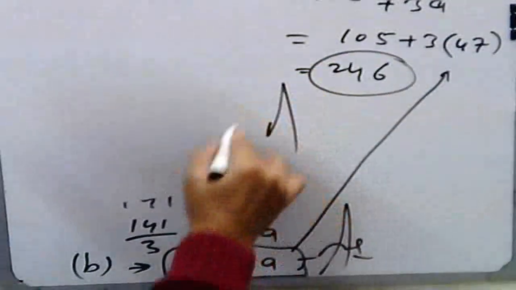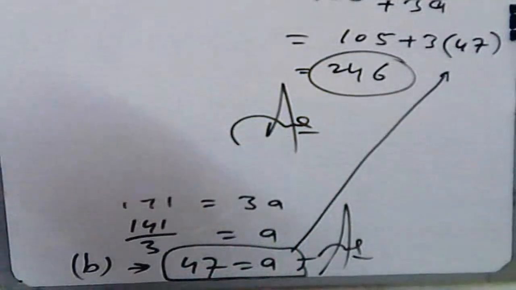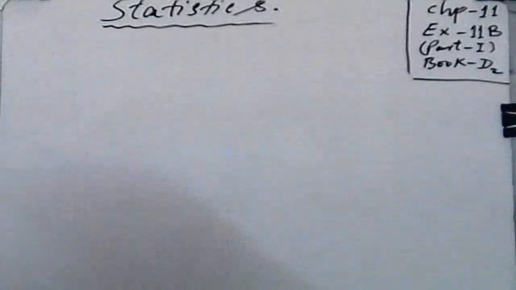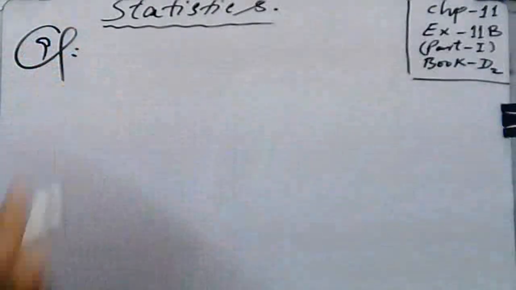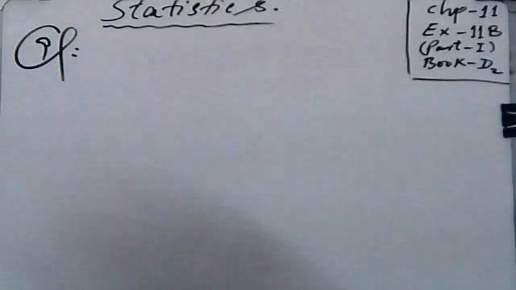Now coming to question number 9. In question number 9, read the statement. A small factory employs 7 experienced and 5 inexperienced workers. The mean monthly wages of these 12 workers is $700. Calculate the total wage bill for the 12 workers.